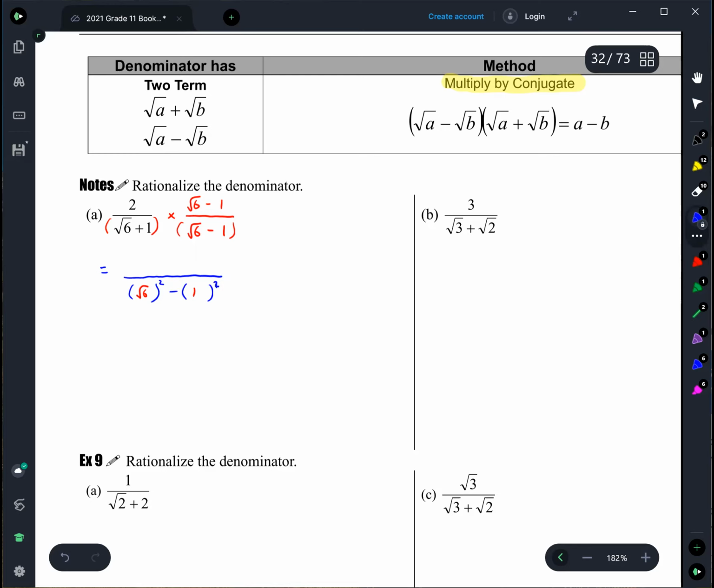Okay, and then for the numerator, you need to share, expand. You get 2 root 6 minus 2. Okay, can you raise your hand if you understand up to here? How do we get here? Okay, this is called conjugate. If you see a root 6 minus 1, then you need to multiply by root 6 plus 1, okay? It has to be opposite sign.